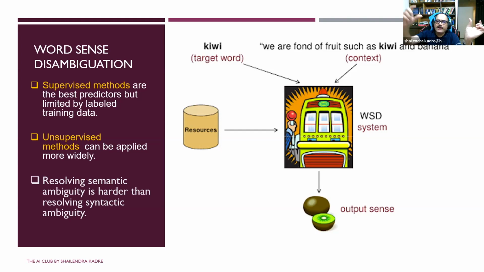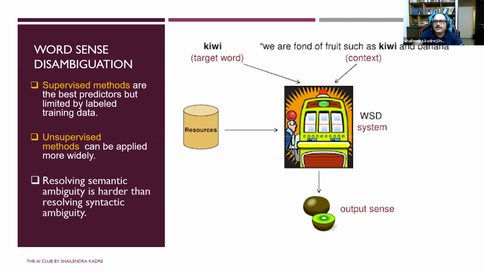So here we are feeding the context first. The context is: we are fond of fruits such as kiwi and banana. You may also feed some more resources, because you may want to do some kind of analysis before word sense disambiguation, like syntactic, semantic and lexical analysis, or some dictionary resources. When you enter a WSD system, three things are required: resources to do the analysis, the target word, and the context. These are the inputs, and then comes the output.